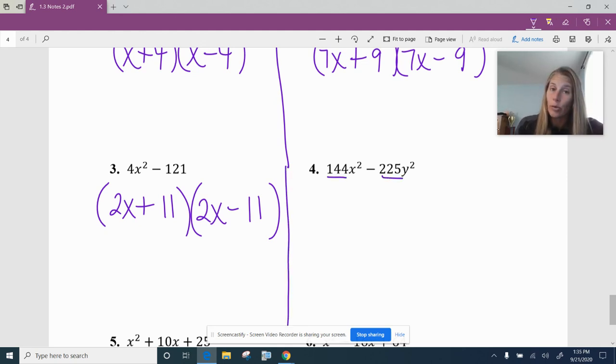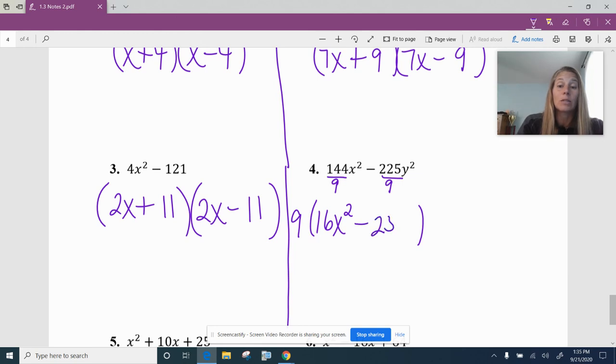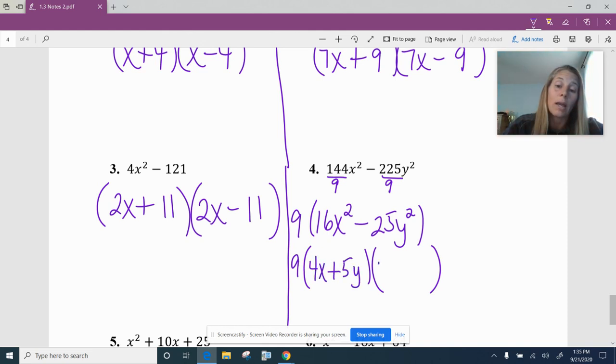Because yes, these are both perfect squares. However, they can both be divided by 9. So there is a greatest common factor here. When you divide out the 9, you get 16x squared minus 25y squared, which then you would finish using your difference of two squares pattern. So sometimes you'll see one like this. So then you have 4x plus 5y and 4x minus 5y.